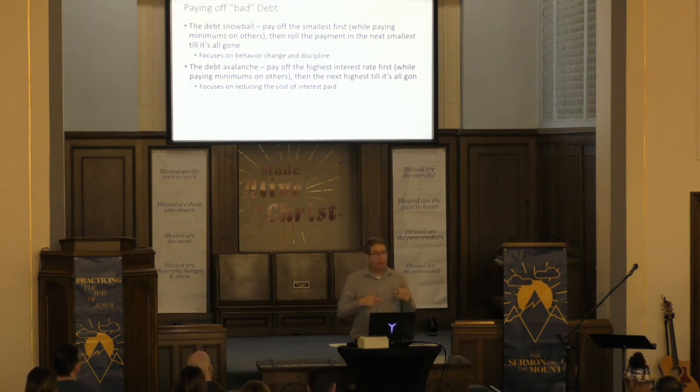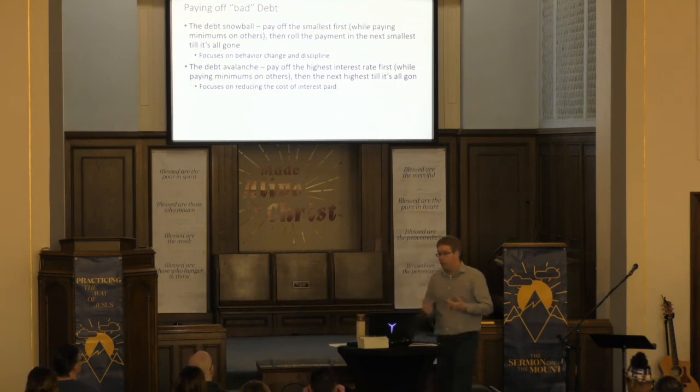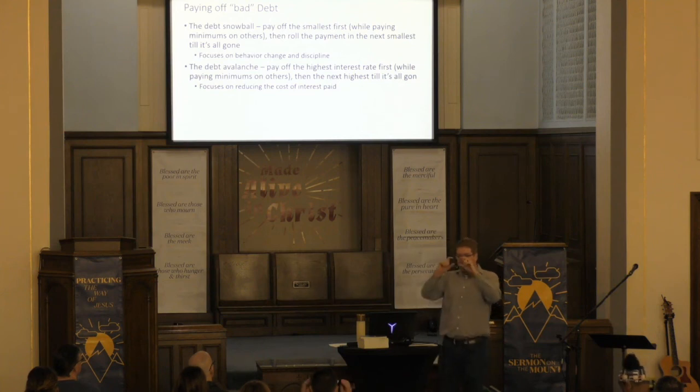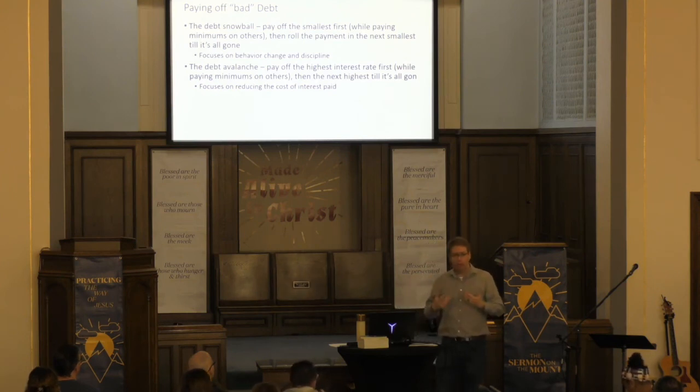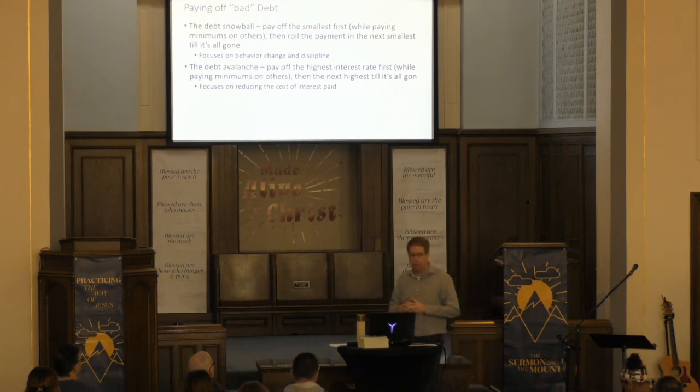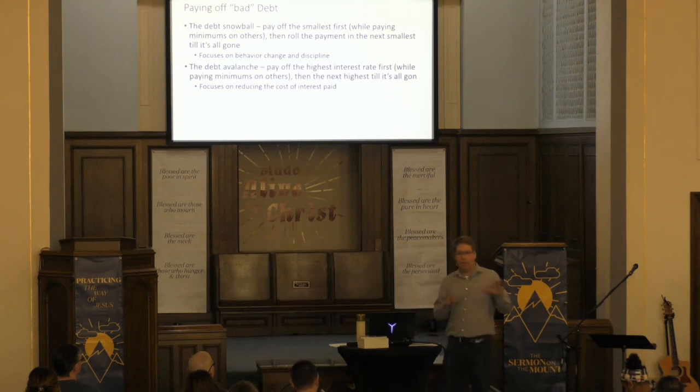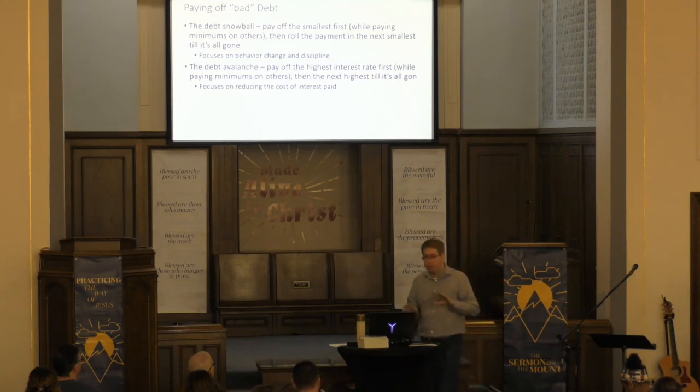This is really a method that focuses on behavior change. So this is about finding that small debt, getting an early win, being able to cross that off the list, giving yourself some reward, and it can help with behavior change because you see progress. This also works pretty well when all of the debt you're trying to pay off is at about the same interest rate. This could all be bad interest rates, but at about the same.